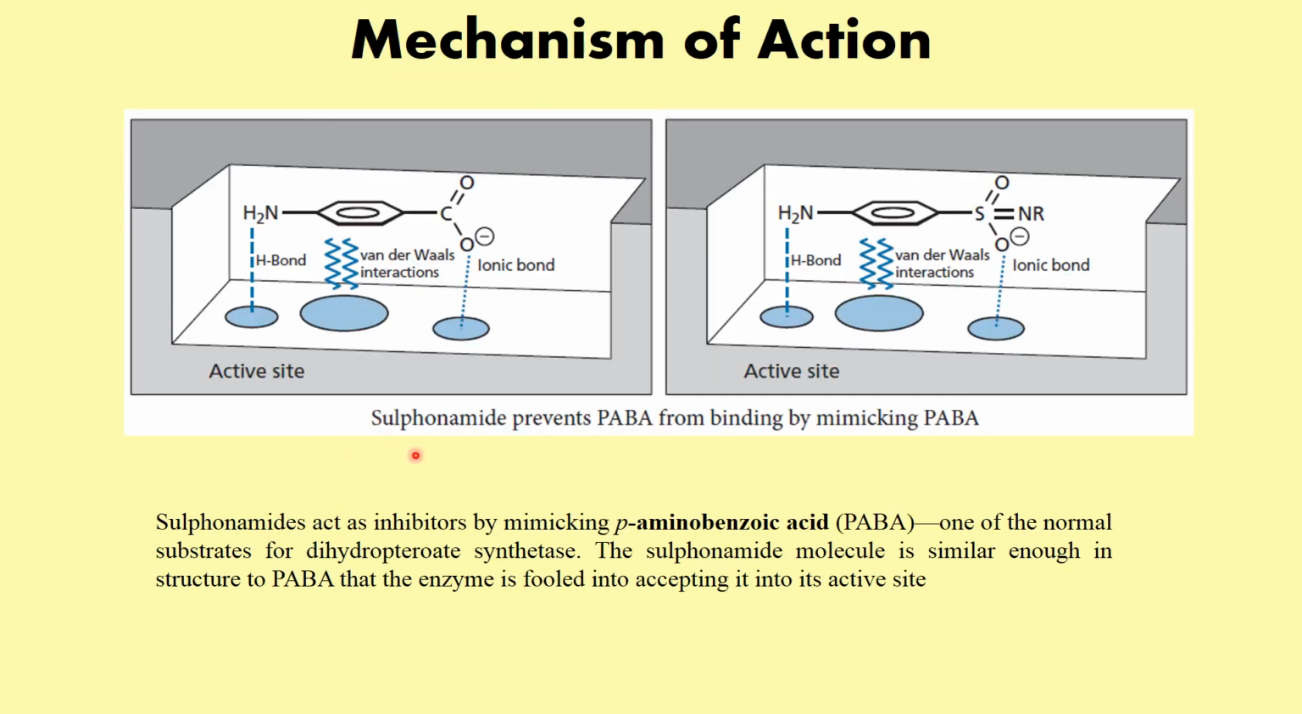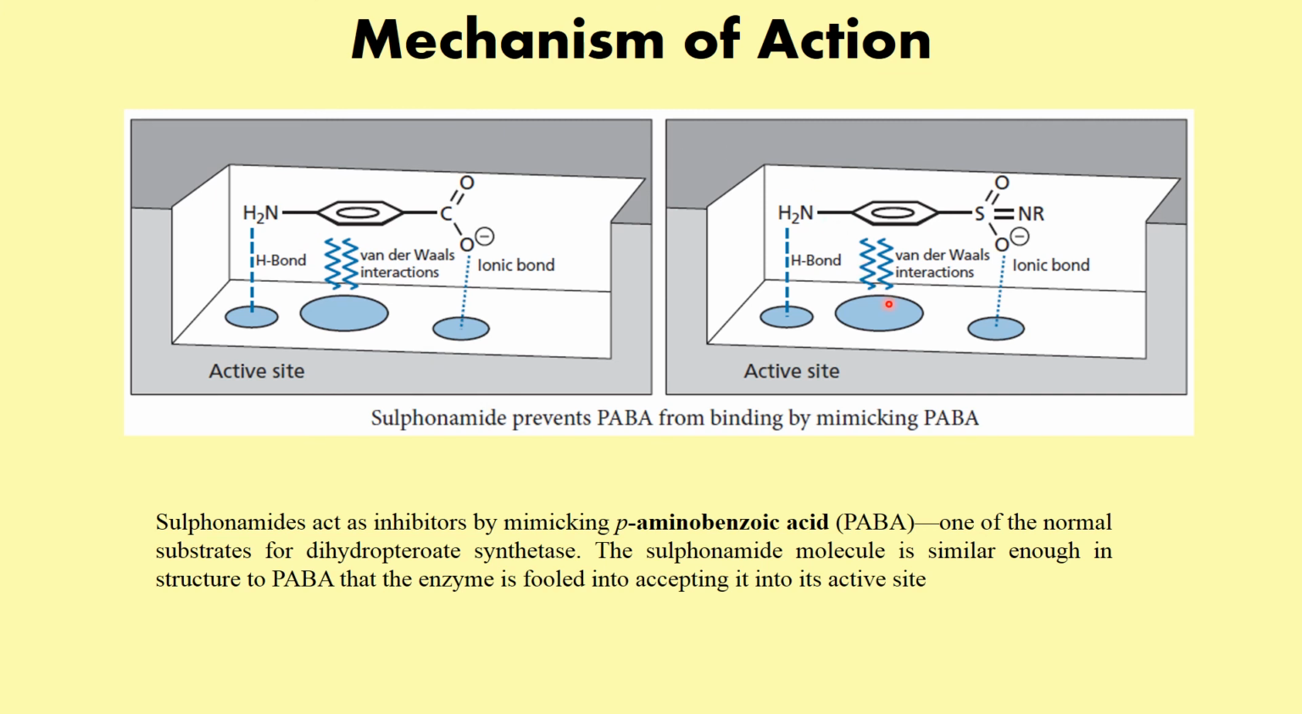Here what I am showing is the actual enzyme active site. This is the actual site of this dihydropteroate synthetase. What we have is para-aminobenzoic acid. This is how it clearly sits into the active site. There's a van der Waals interaction of the aromatic moiety, a hydrogen bonding at this side, and there's an ionic bond.